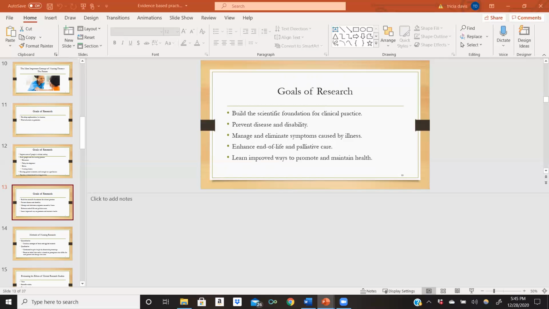We want to enhance end of life and palliative care. So these patients who are terminally ill or they don't have a long time to live, we want their quality of life to be the best. We want them to be able to, what they quote unquote, die with dignity. They want to do things on their terms. We want them to be comfortable and really enjoy their last days here. And then we want to learn improved ways to promote and maintain health.